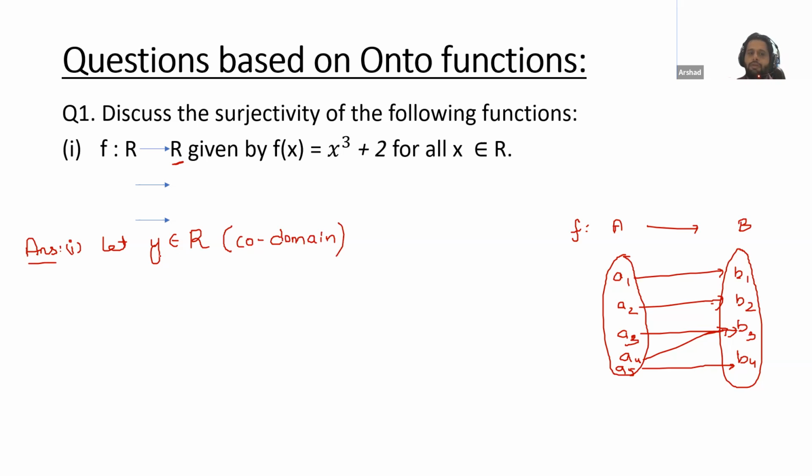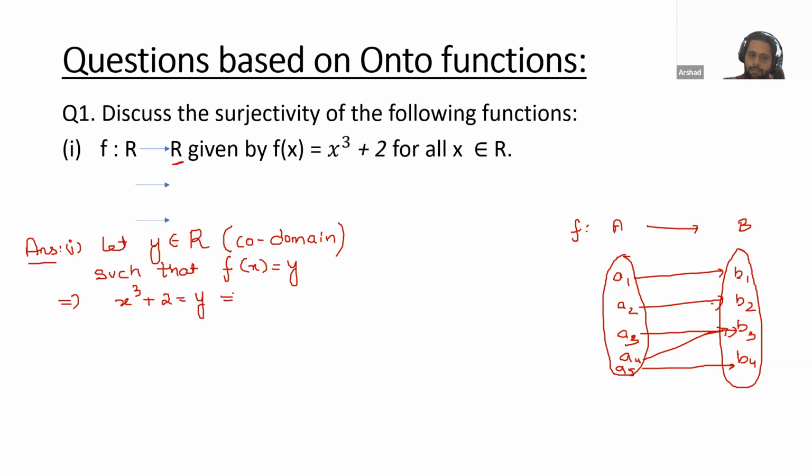Let y belong to R. So let y belong to our codomain such that f(x) is equal to y. This implies x cube plus 2 is equal to y.